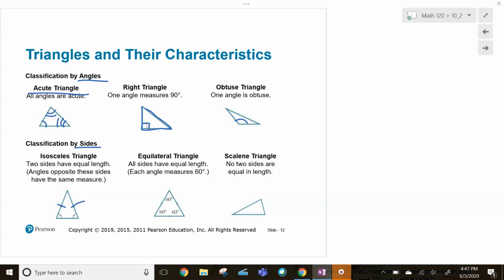Now, if we classify it by sides, if we have two sides that are equal, that's isosceles, just two sides that have equal length. And equilateral means we have three sides that are equal. Which also means if all three sides are equal, all the angles are going to be equal. And they must be 60 degrees if they're all the same. 60 plus 60 plus 60 is 180. Finally, a scalene triangle means all three sides are different. Those are all different lengths.